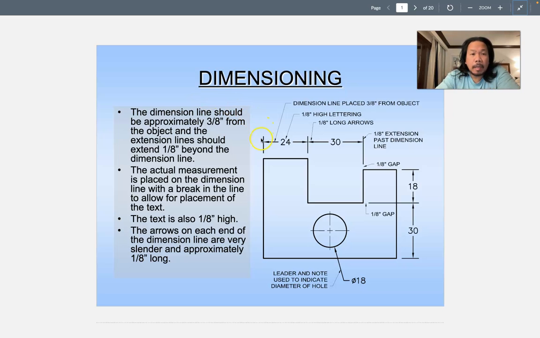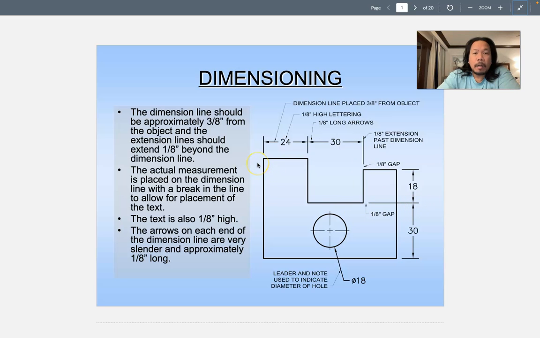There is an extension line. There are two types of lines. One is the extension line. The extension lines are these lines that come out or project out of the edges. So this is an extension line. This is another extension line. Here's another extension line, and you got another extension line right here.